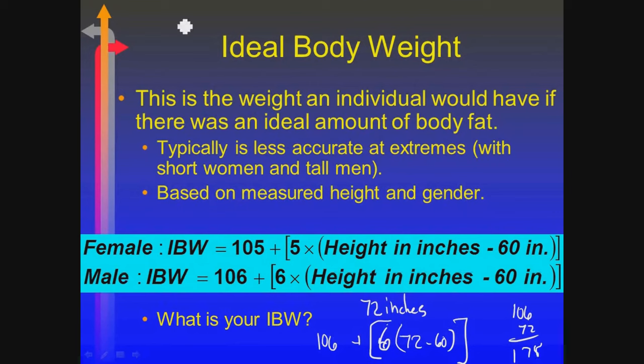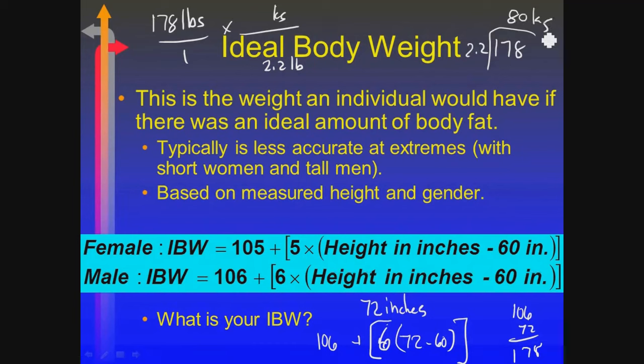So then I need to take my 178 pounds and put it into kilograms. So divide 178 by 2.2, and let's call it 80 kilograms. Got it? So then, if I want to look at my tidal volume, I set it somewhere between 5 and 8 milliliters per kilogram of ideal body weight. So my tidal volume would be somewhere between 400 and 640 milliliters. Everybody see where I derive that from?